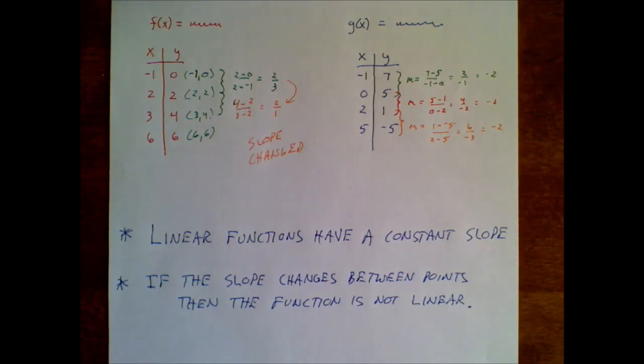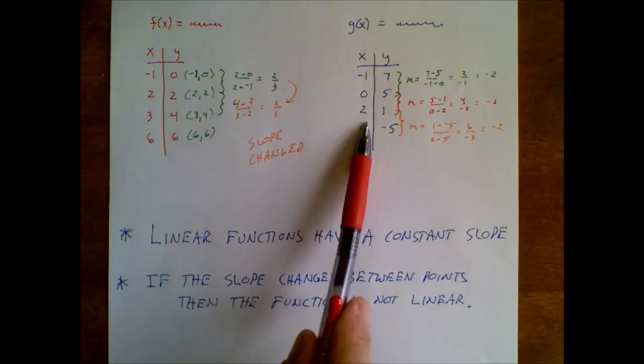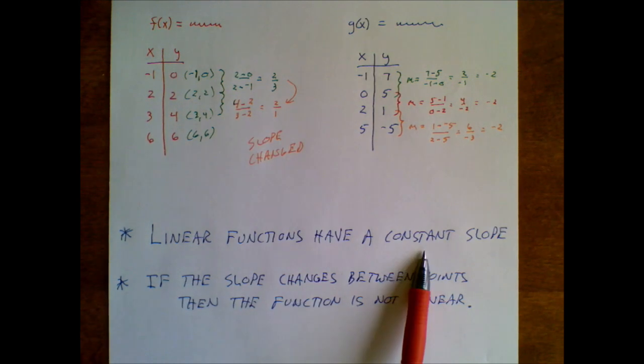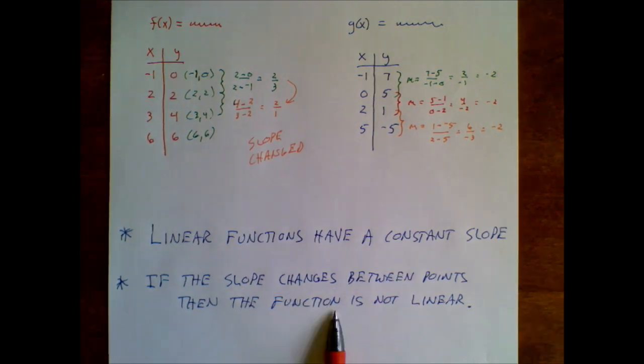So if you need to find out if a function is linear and you have a data table, check out their slopes. If the slope is always the same, you have a linear function. If the slope changes between the points, then you have a nonlinear function.